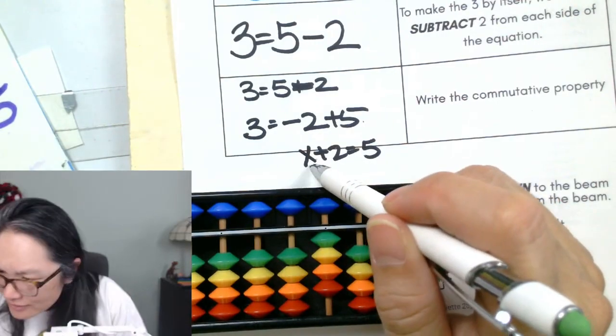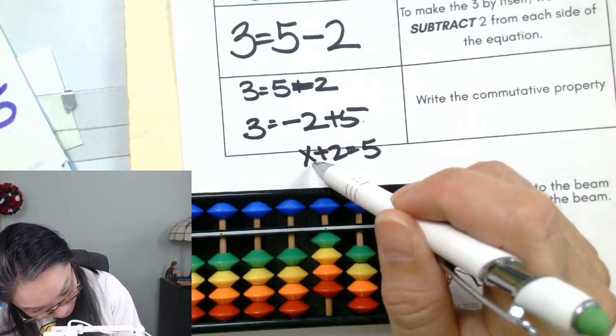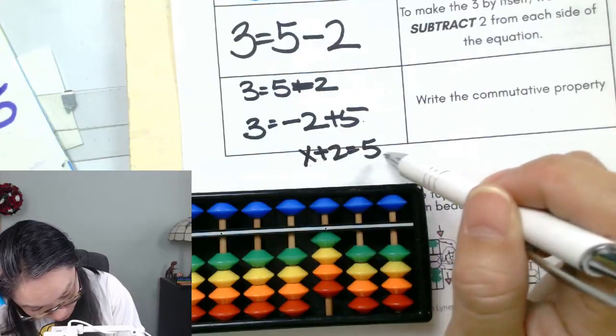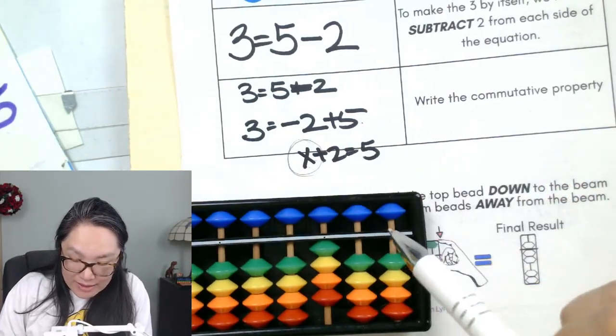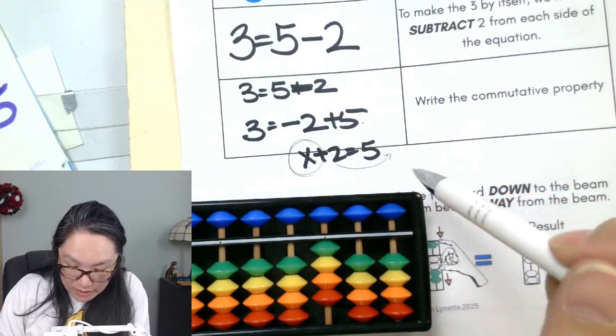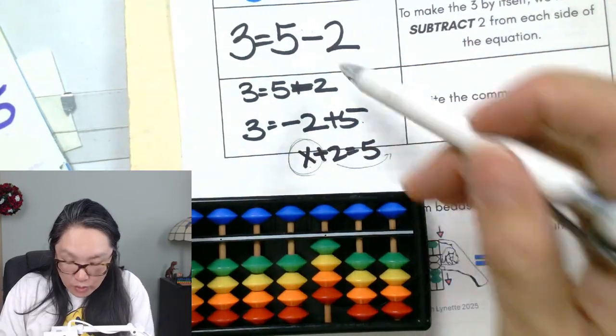We have x plus 2 is equal to 5. So now we're talking about algebra. What we're going to do is we're going to isolate the variable. We're going to move this 2 on this side. So that's what this is. So what did we just do?